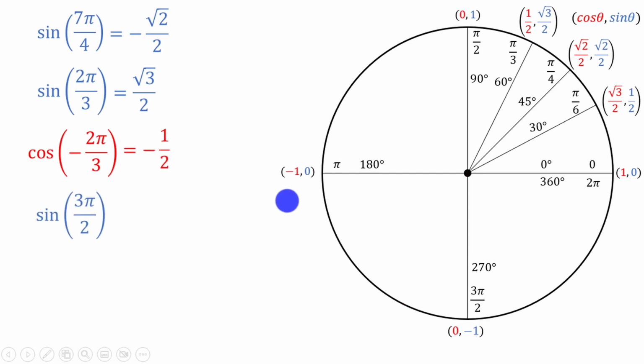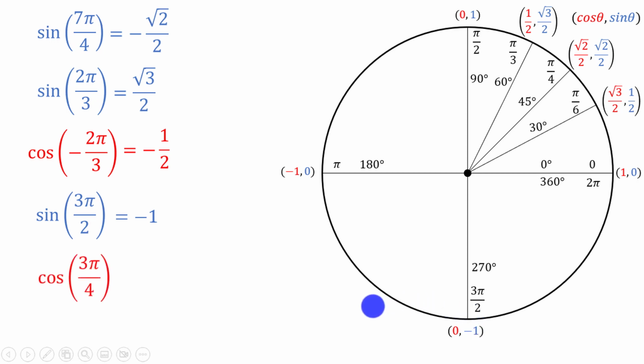How about sine of 3 pi over 2? Okay, so pi over 2, this is pi over 2. Here's 2 pi over 2. Here is 3 pi over 2 down here. So sine of 3 pi over 2 is the y-coordinate. This is a quadrant angle, so the answer is just negative 1. We have that right on our circle.